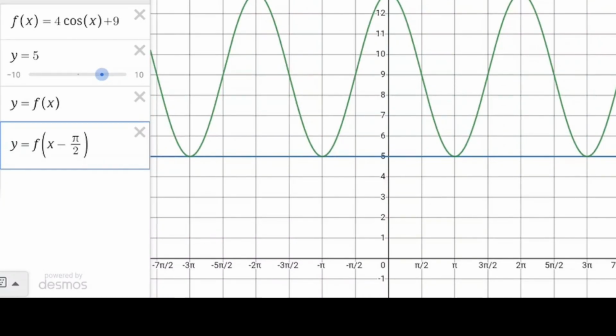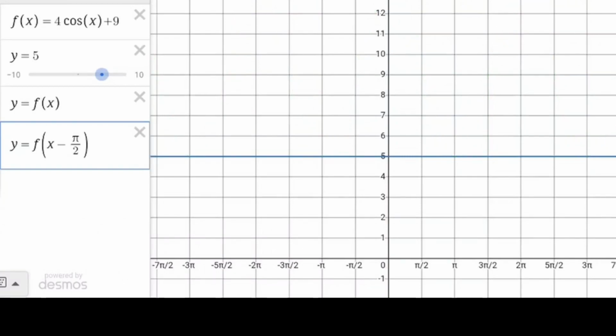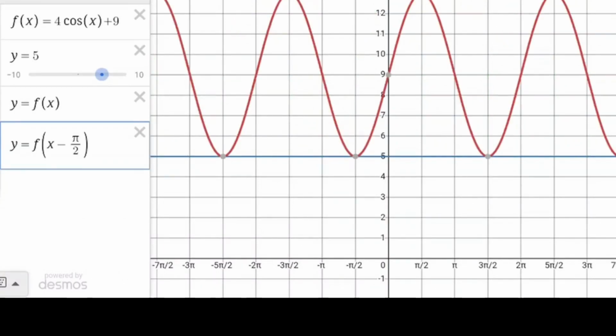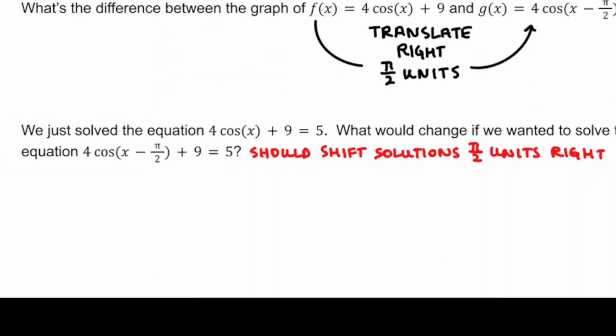But now I'm going to turn off the graph of y equals f of x and turn on the graph of y equals f of x minus pi over 2, and see, it did shift those solutions right pi over 2 units. It's now negative pi over 2 plus 2 pi n, or maybe 3 pi over 2 plus 2 pi n. That's what we'll see when we go back and look at the algebra.